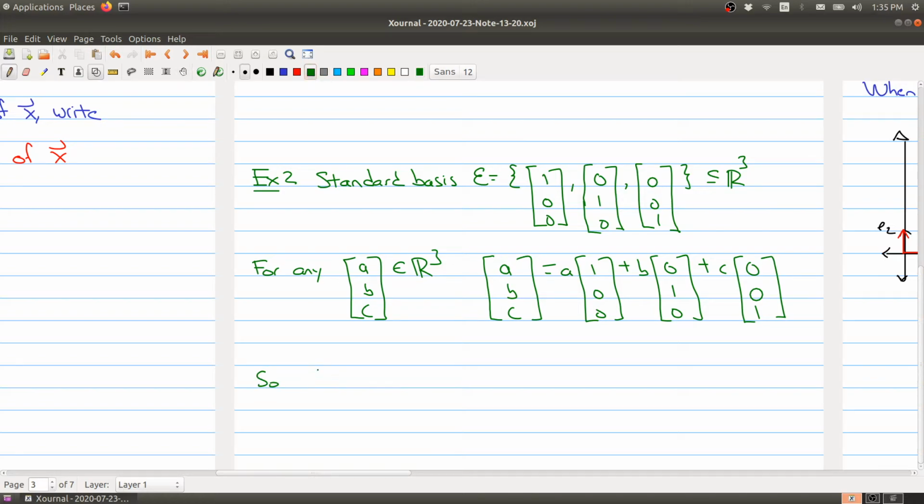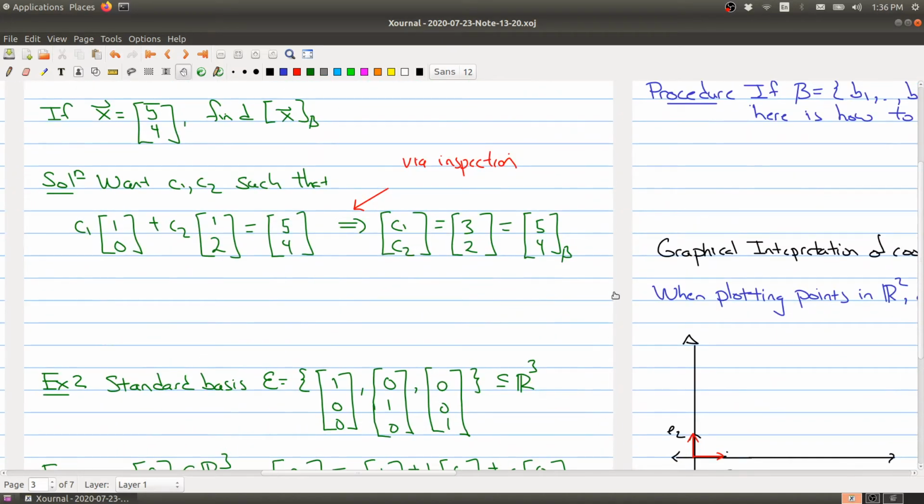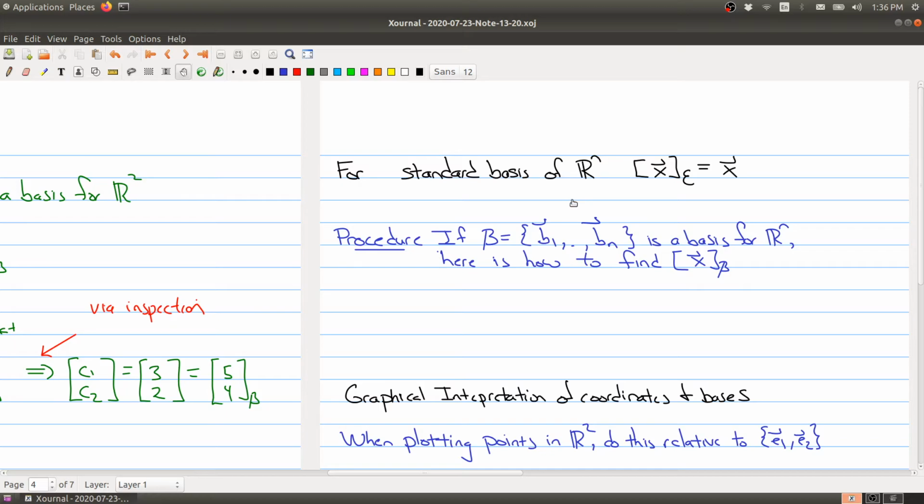So the coordinates of X with respect to E, or maybe I should rewrite it because I have a different vector: (A, B, C) with respect to my basis E is equal to (A, B, C). So when you talk about the E coordinates of a vector with respect to the standard basis, you just get the same vector back. This holds for the standard basis of Rn: the E coordinates of X is simply the vector X that you get back.